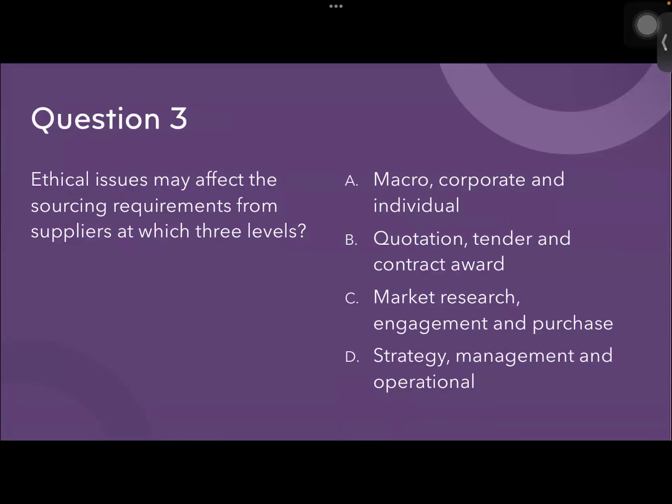Right, so there are three levels that we need to consider when we source some product from a supplier, and we need to include our consideration in all those three levels. The correct answer here is A, macro, corporate, and individual. Congratulations to Gopalne, who has the only correct answer today for this question.